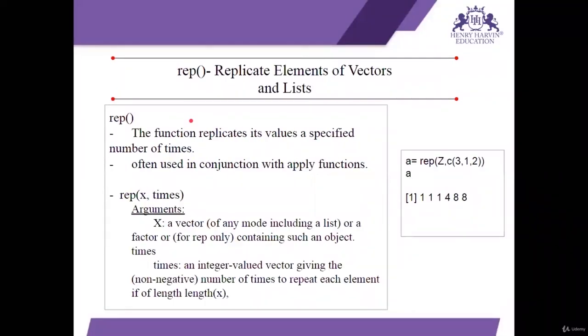The next function is the rep function. What does the rep function do? It replicates the elements of vectors and lists. So it is a helpful function in a way that it helps to create a matrix very easily, as it repeats the data in your dataset the number of times you want. It should be an integer value vector.